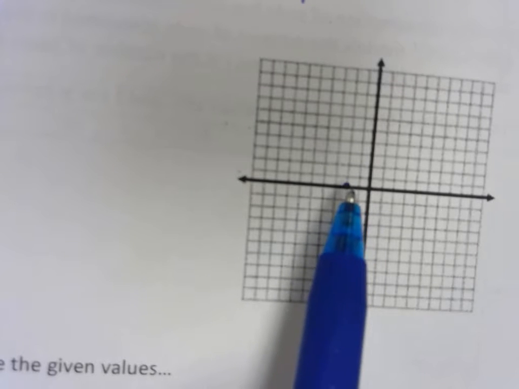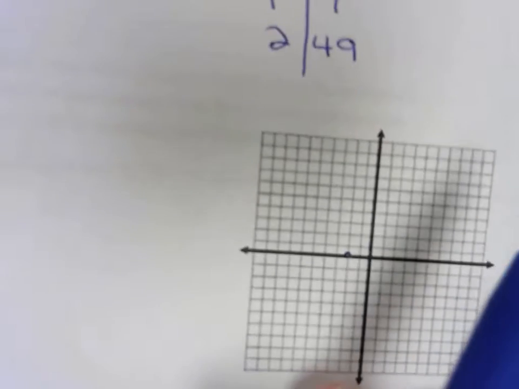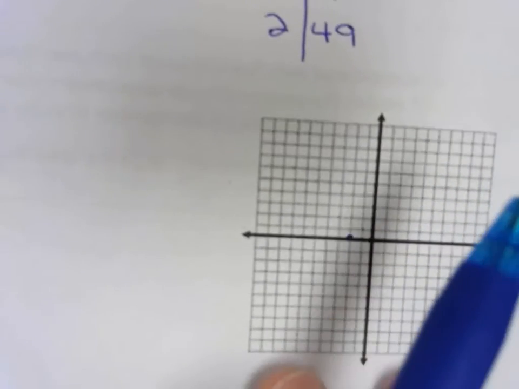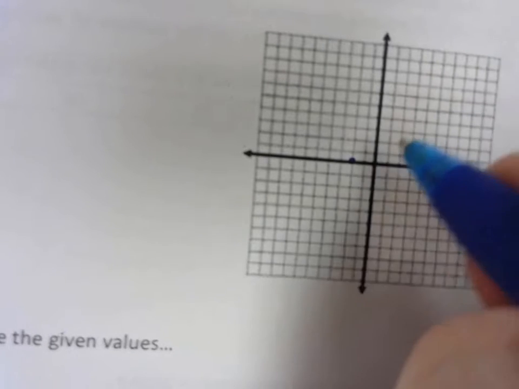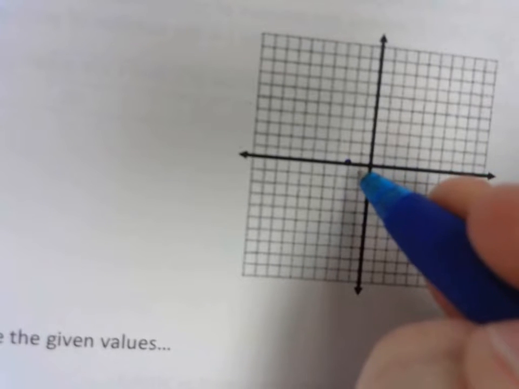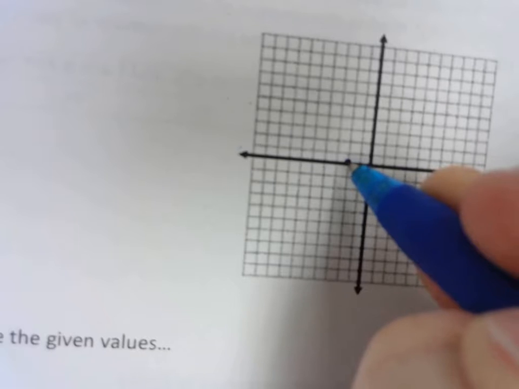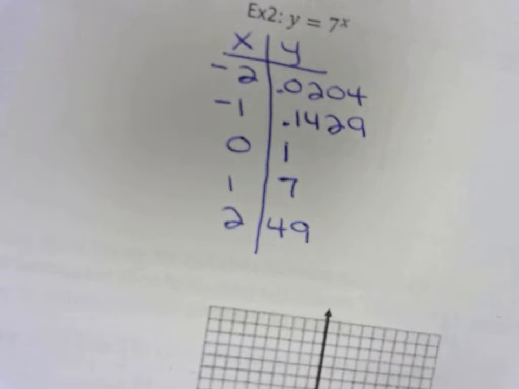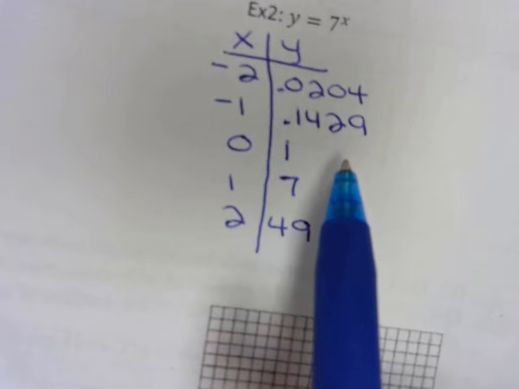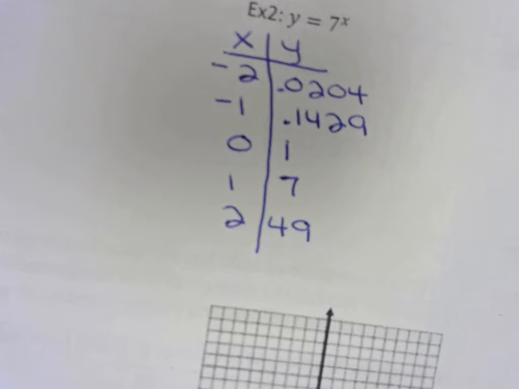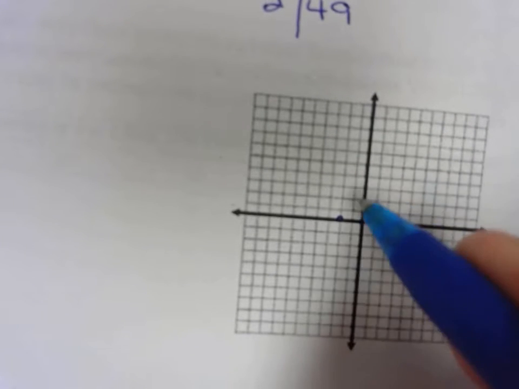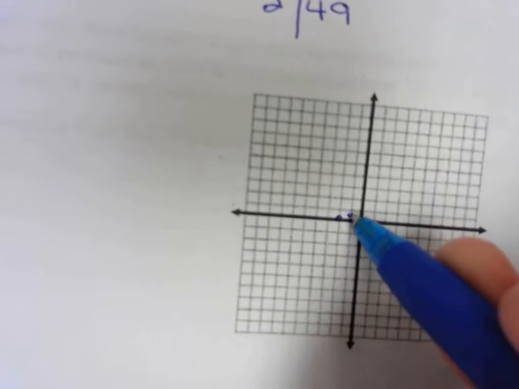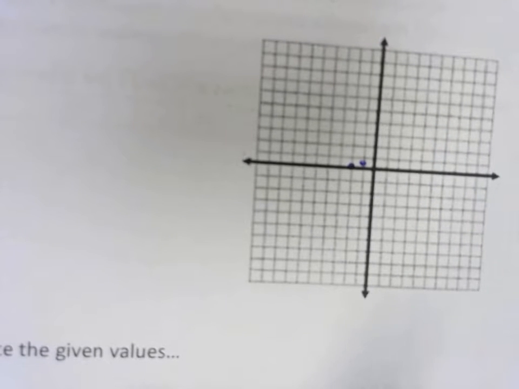Negative 1, 0.1429. Now it's still going to be close, but 0.1429 is going to be what compared to 0.0204? If I graph 0.1429, it's going to be what compared to the other one? I love not being answered. That makes me feel great. When I graph 0.1429, that's going to be what compared to 0.0204? Just a little bit higher. That's all I'm asking for. It doesn't have to be perfect, because my graph is going to look weird, but it's going to be a little bit higher.